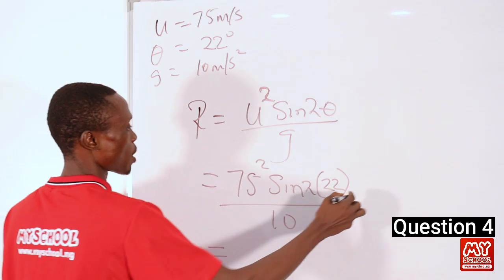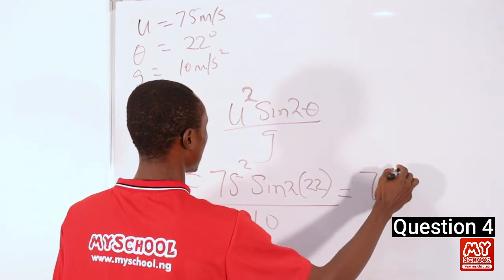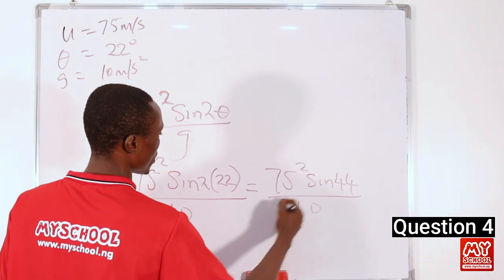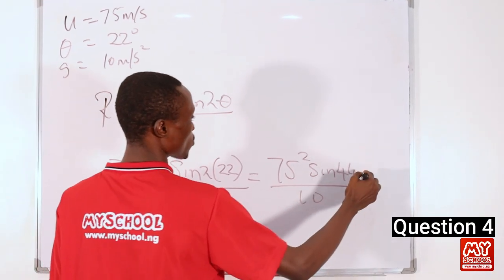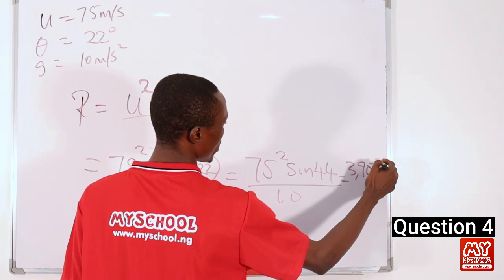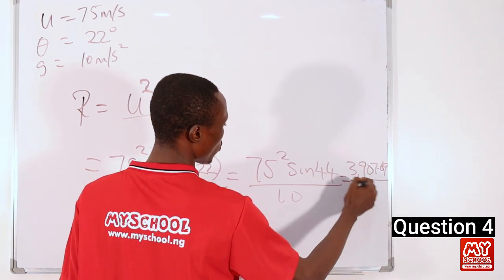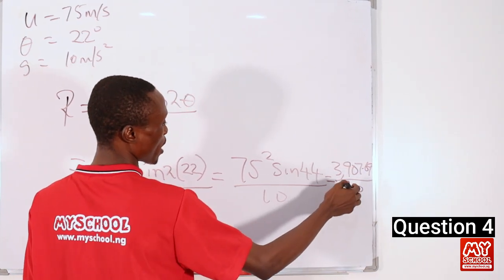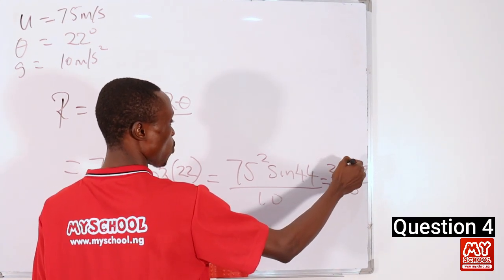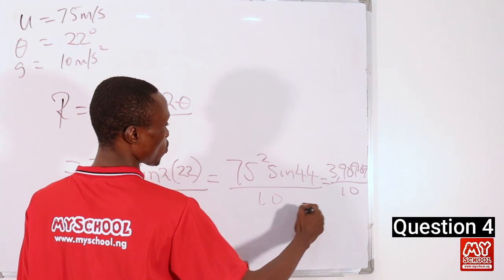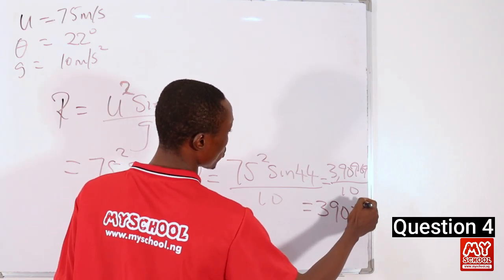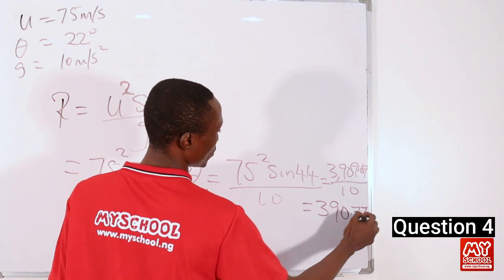So if we manipulate this, we'll be having 75 squared sine 44 all over 10. If we multiply this out, we'll be having 3907.69 all over 10. If we divide by 10, we are going to be moving the decimal point one place to the left. So that will be equal to 390.77 meters.